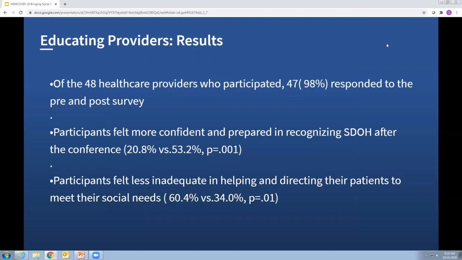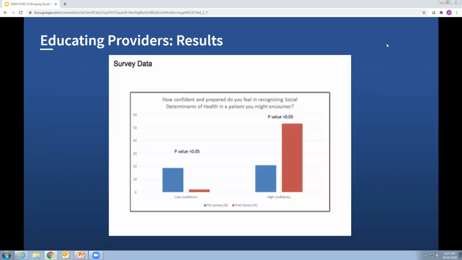What happened in terms of the outcomes of that health education initiative? Well, 98% of the individuals who took part responded to the survey. And we found that participants were more confident and prepared in recognizing social determinants of health after the conference. They also felt less inadequate in helping and directing their patients to meet their social needs. And so we used that as a jumping point for doing all our screenings and further education in the ICU setting. So this is just some of the data in graphic form.